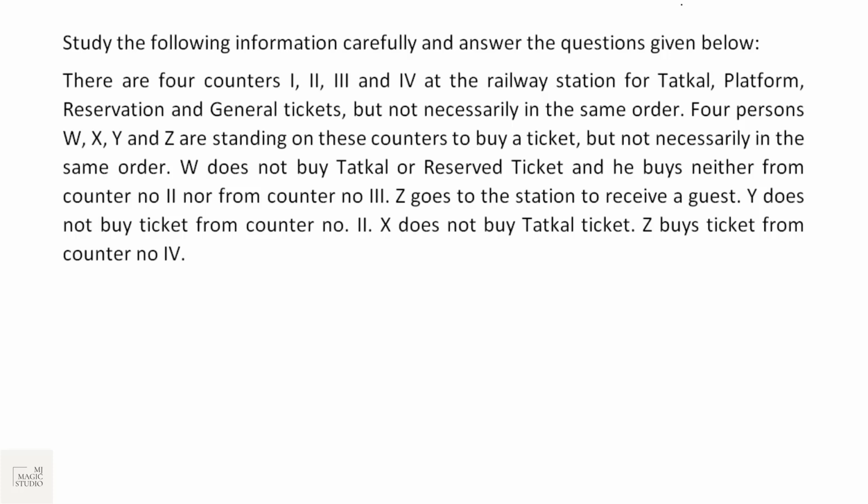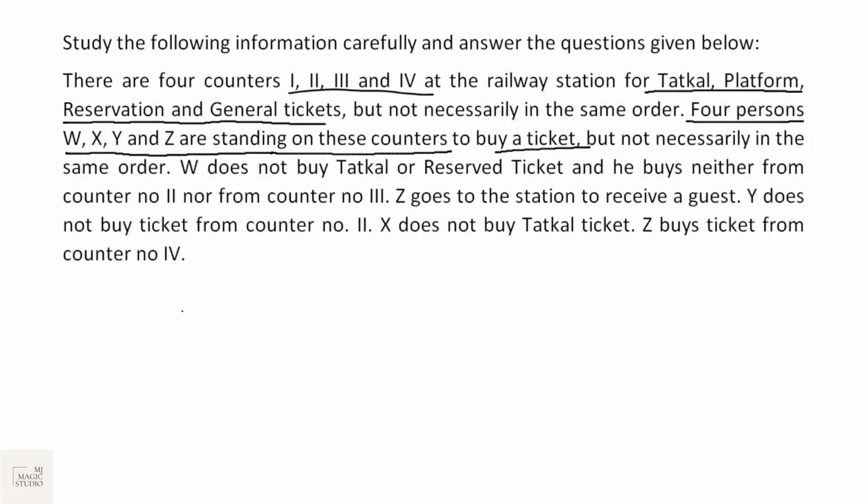On to the first question on the screen, which is actually a puzzle. The best way to solve these puzzles is to put the data in the form of a grid. There are 4 counters, 1, 2, 3, 4, at the railway station for Tatkal, platform, reservation and general tickets, but not necessarily in the same order. Four people, W, X, Y, Z, are standing at these counters to buy a ticket, but not necessarily in the same order. So let us make this grid.